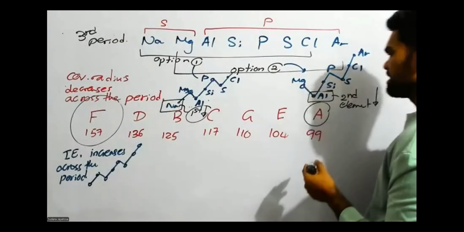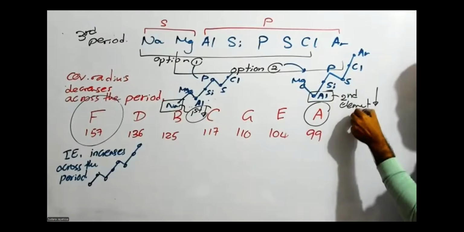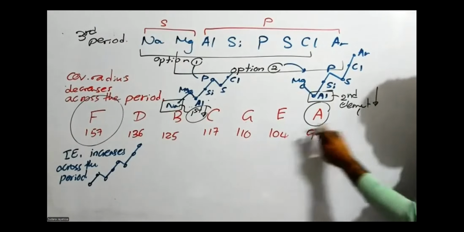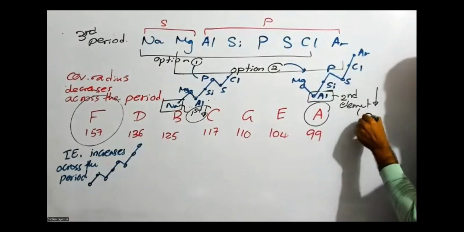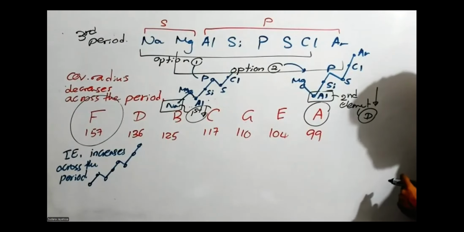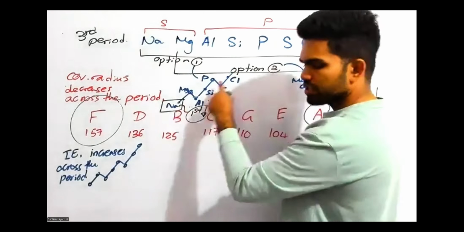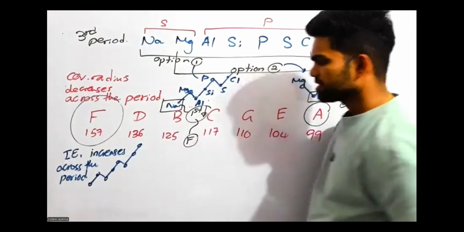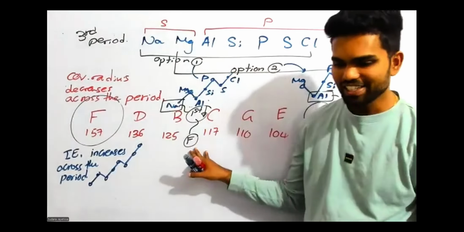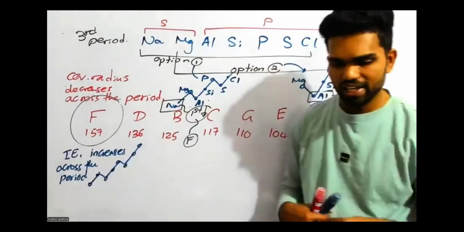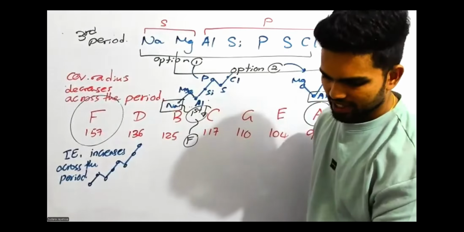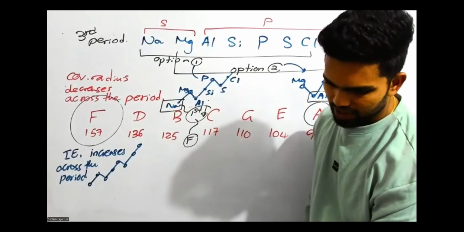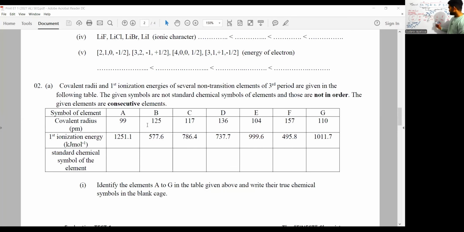Now that means if this second order is true, what is the second element? It is D, no? D should have the lowest first ionization energy. But if this first option is true, F element should have the lowest first ionization energy. Understand? So now let's check the given values for the ionization energies. Only check these, then you can figure out this one.